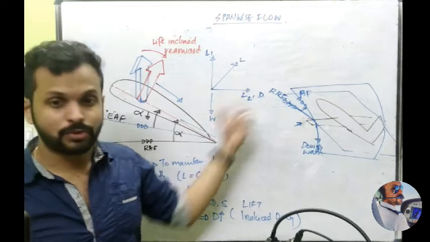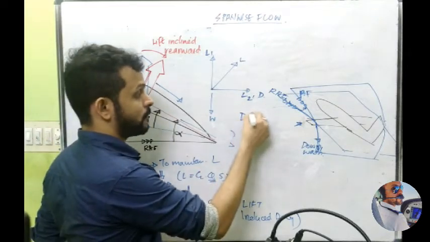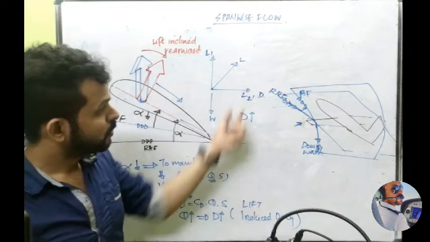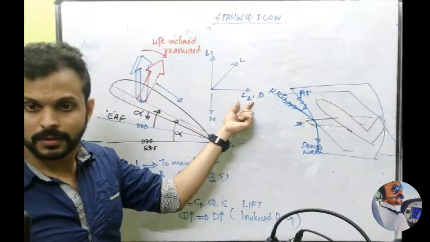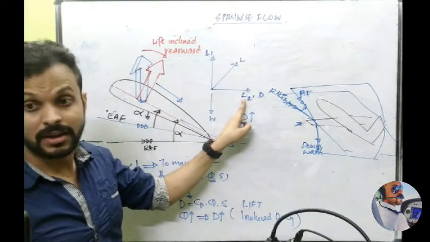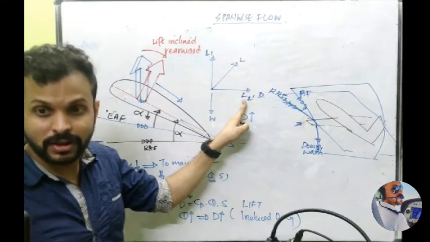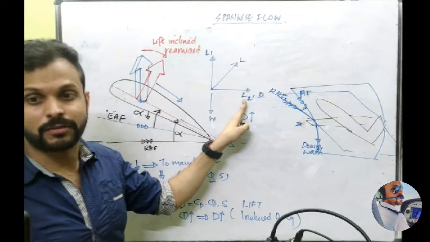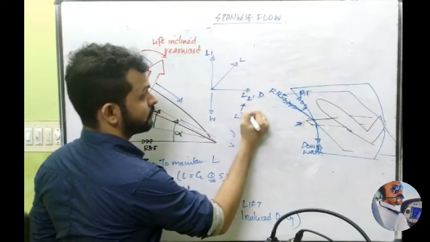So what happens to drag? The drag has increased by an amount L2. That can also be called lift induced drag. So it is actually lift inducing a drag, because there's now a component of lift acting in the direction of drag. Therefore, this is also the lift induced drag.